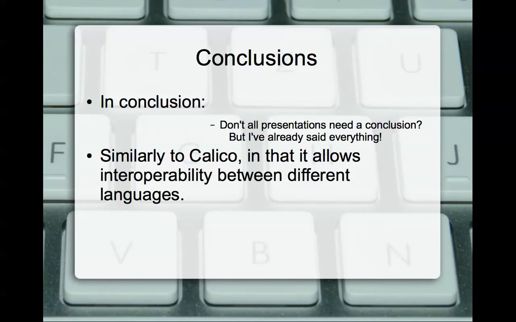It sort of calls to what I think Calico does, in that they both try to promote interoperability between different languages, which I know is one of the big things behind Calico, and which is also just the fundamental principle behind IKVM.